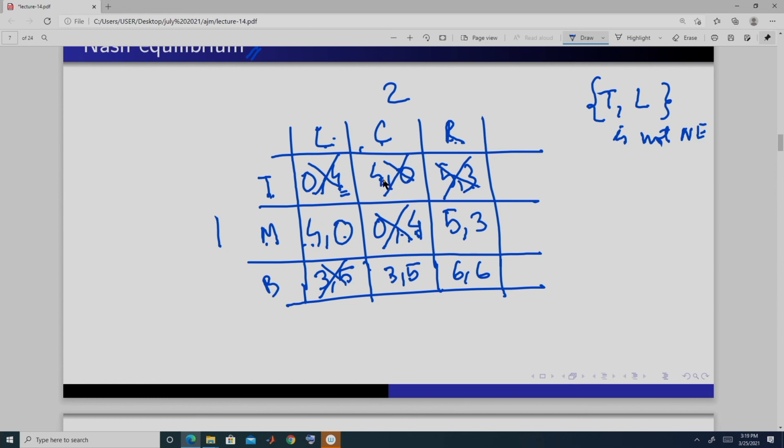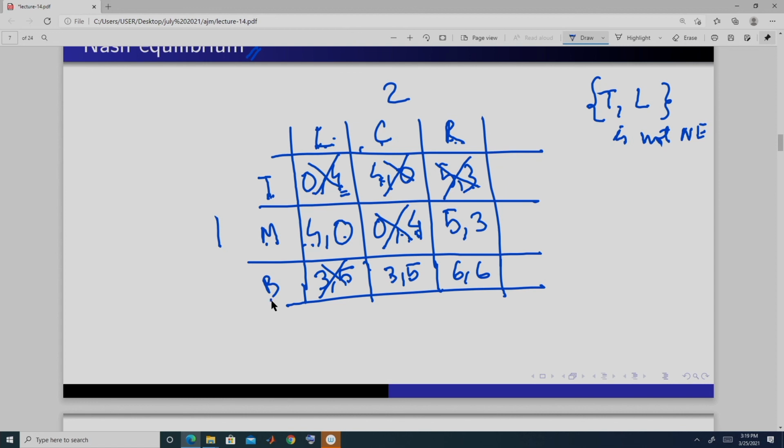And we know this is already not a Nash equilibrium, because when player 1 chooses T, the best response of player 2 is to choose L. What is the best response? The strategy or action which gives him or her the maximum payoff.